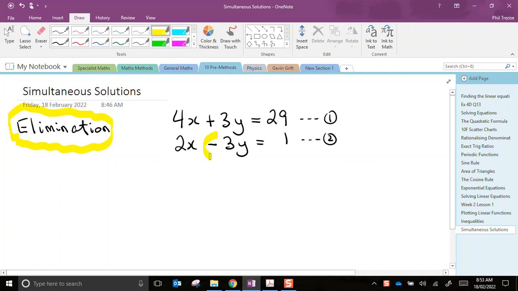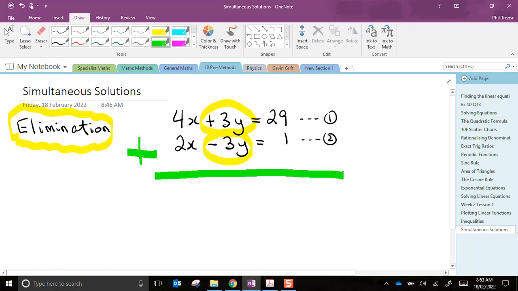Now here's the thing, when you see something like this, you've got equal but opposite. So the y pronumeral is positive 3 in the first equation, negative 3 in the second. Then we can eliminate by just adding these equations together.